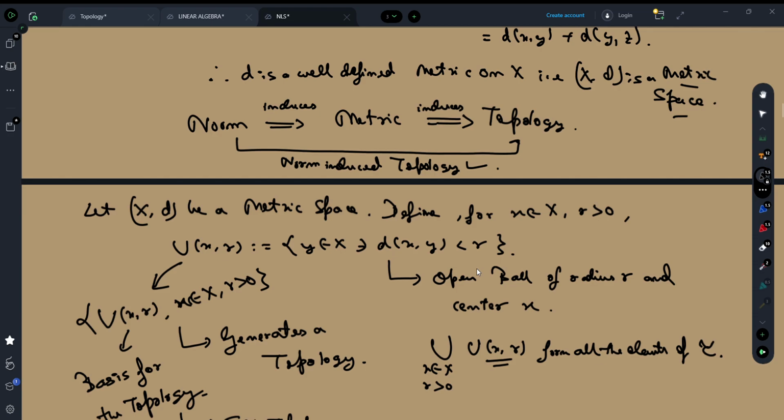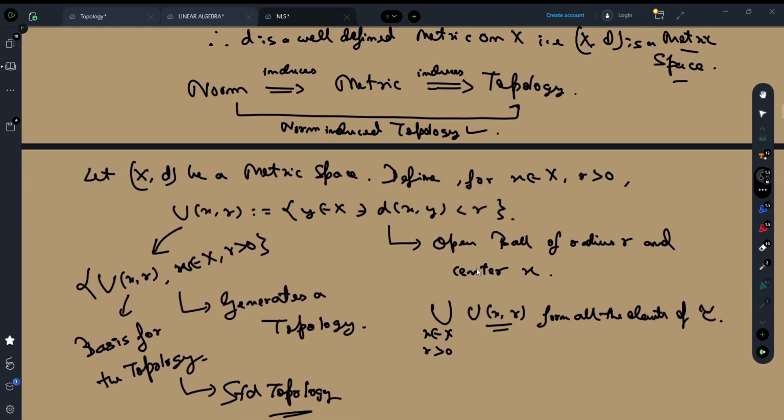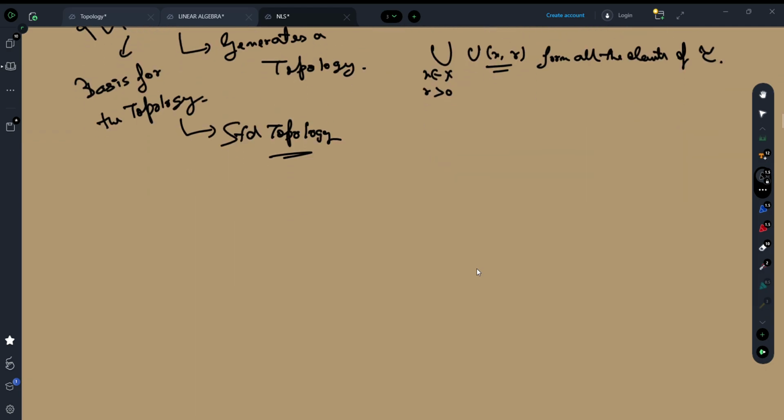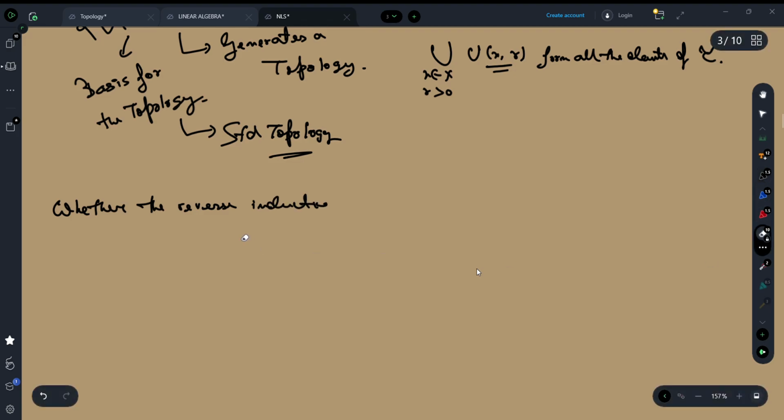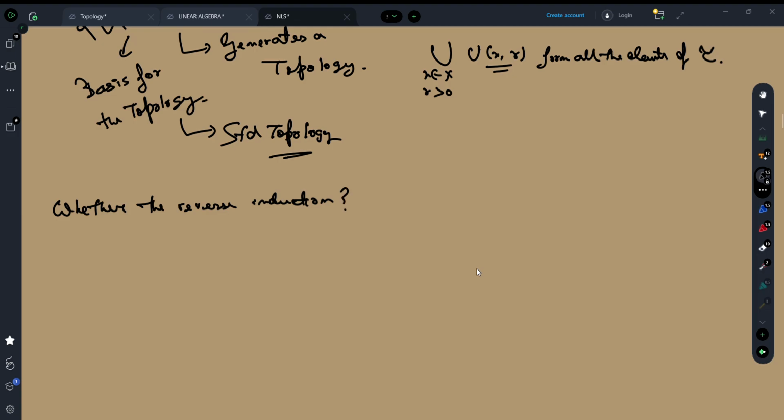Now an obvious question would arise: will the converse be true? That if you start with a topological space, you will eventually reach a metric space, or if you start with a metric space, you will eventually reach a normed linear space. So that is the question, that is, whether the reverse induction is true.